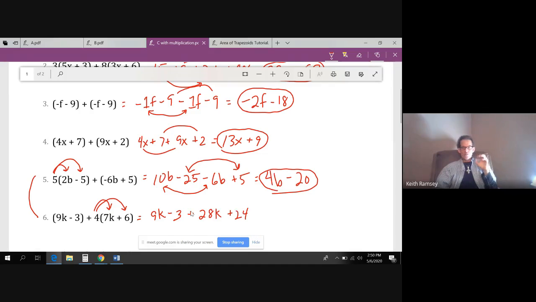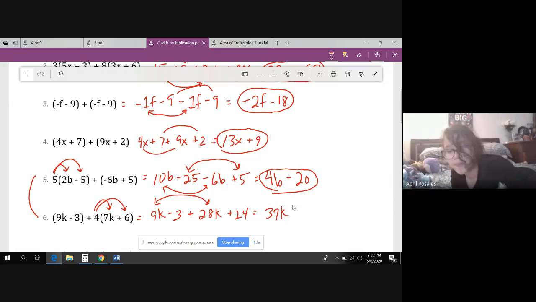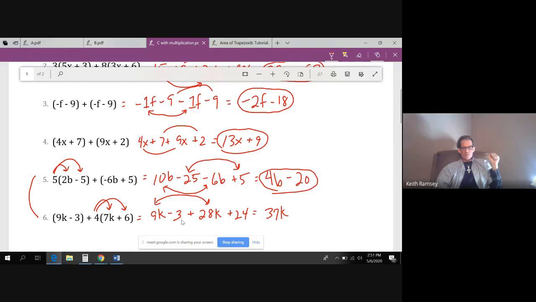I'm going to look for what goes together. This has a k and this 28 has a k. So 9 is positive, 28 is positive. So it's going to be 37k. And this negative 3 doesn't have a variable, and neither does this 24. So negative 3 plus 24 is positive 21.